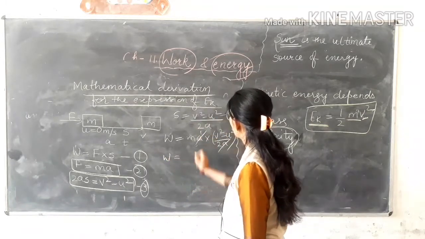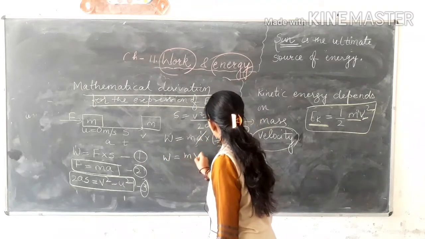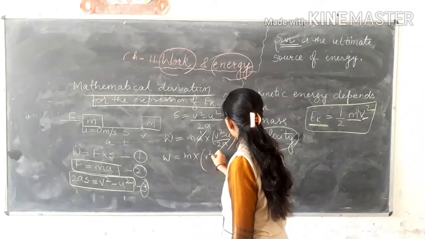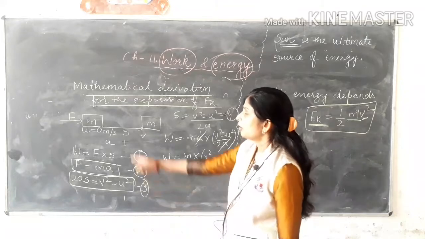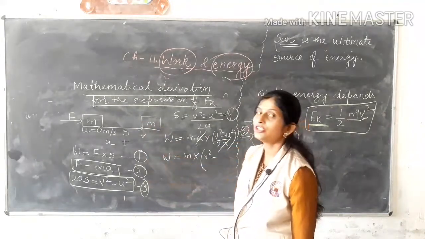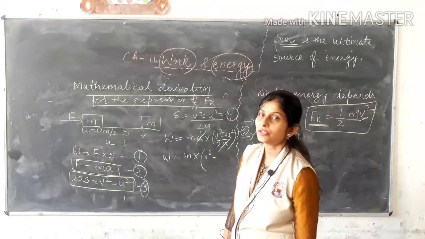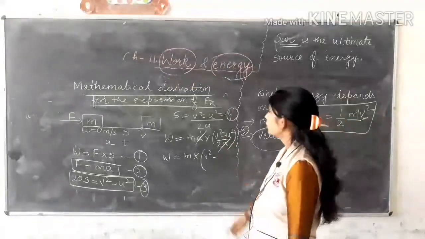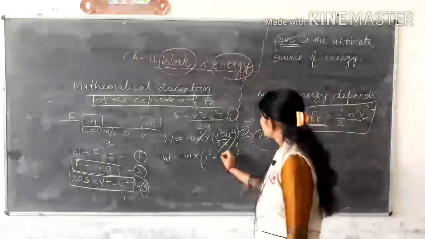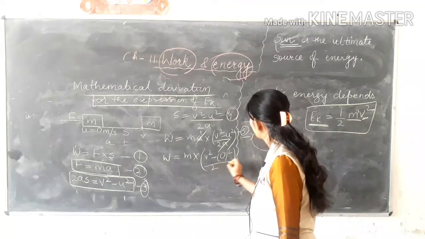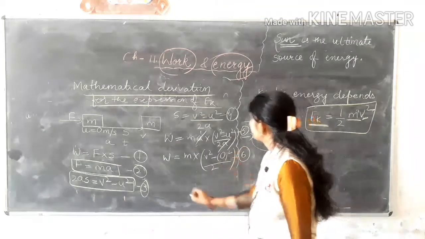W is equal to m into 1, m into v square minus u square. Already I told you, the object was at rest, so its initial velocity is 0 meter per second. u is equal to 0 meter per second. So in place of u, we can write 0 square upon 2. This is our sixth step.